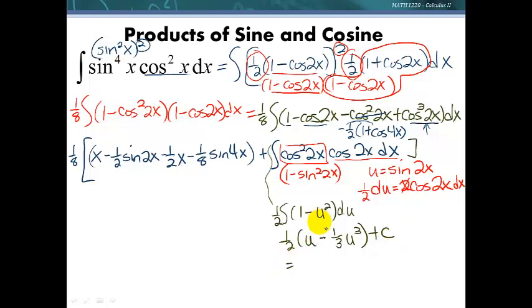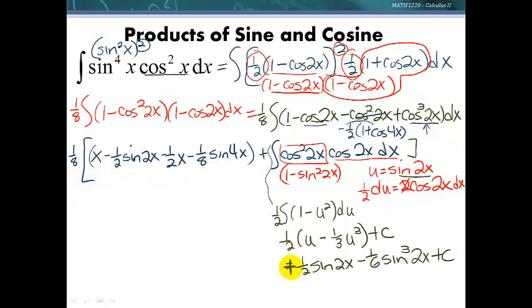So finally, putting the sine 2x back in for the u, we would have 1/2 sine 2x and minus 1/6 sine cubed 2x plus our constant of integration. So let's leave that, and let's go ahead and take all of this front piece and we'll add it on.